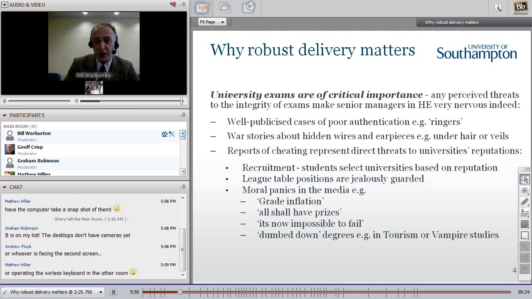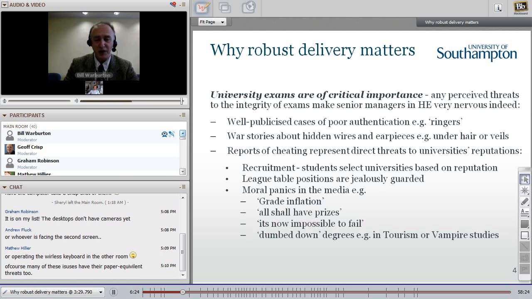And as I touched on earlier on, these moral panics, as you might call them in the media, worries about grade inflation. Is the 2-2 that I got 20 years ago now worth less because it's so easy to get a 2-1 now? Popular conception. The idea, particularly current in the press at the moment, is that you can't fail. All shall have prizes. Nobody can, unless they do particularly badly and make it very obvious that they're incapable of taking a course and passing the assessments, could ever possibly fail.